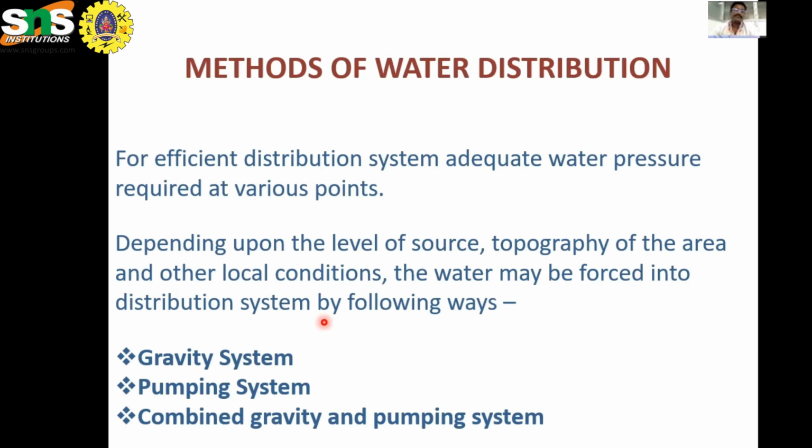In this case, we have three major classifications. One is the gravity system, pumping system, and combined gravity and pumping system. It's purely based on three categories: one is the source, then your treatment plant, then your distribution unit. Suppose we will discuss one by one.